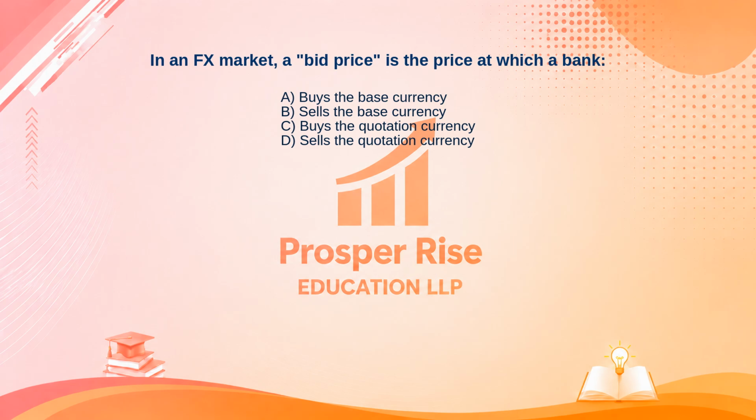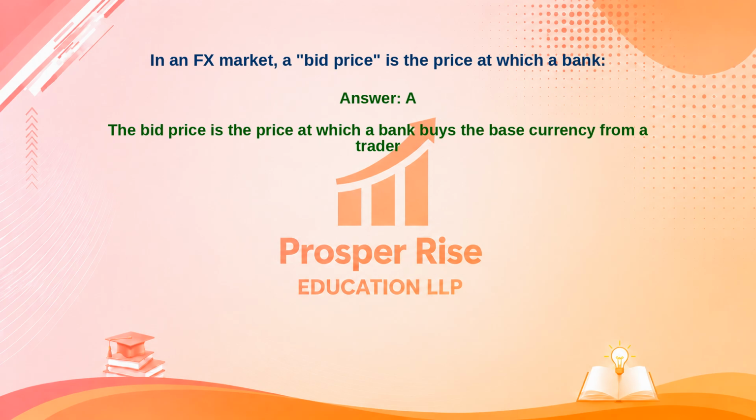Take a moment to pause the video and decide. The correct answer is option A. Let's see why. The bid price is the price at which a bank buys the base currency from a trader.